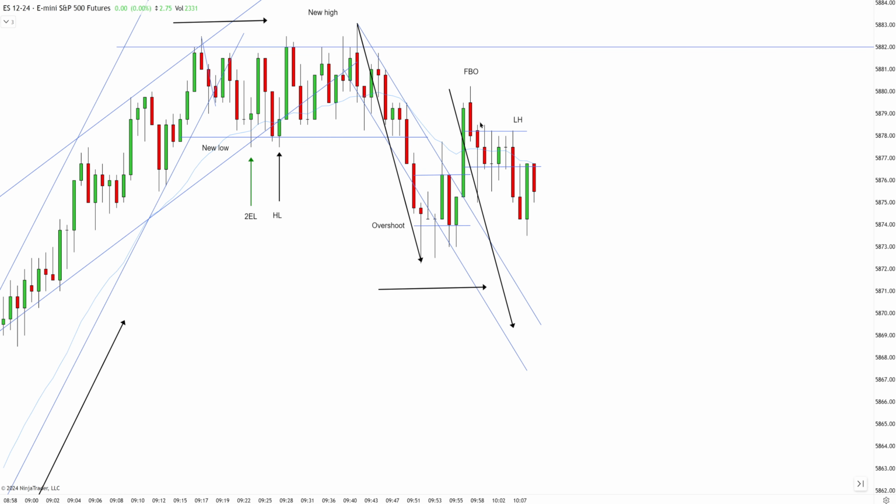Very close. This was almost a first entry long, second entry long failure. Breakout, pullback below EMA. We need to get a new low, but I don't have a break above this bar, so technically there is no second entry long. It's a shame.